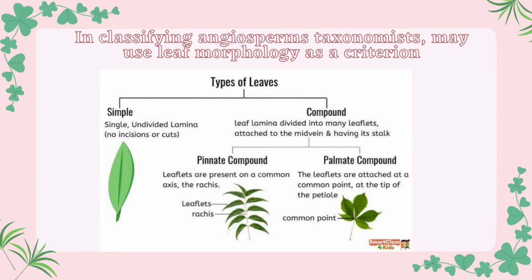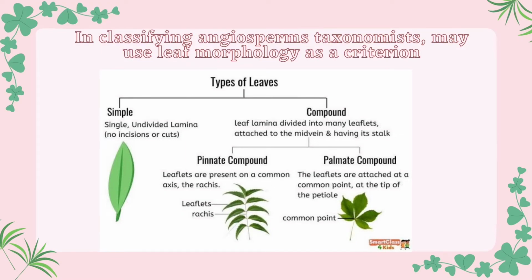While in the compound leaves, the leaf blade is divided into many small pieces that attach to the midvein and have its stalk. Each piece is called a leaflet. However, a leaflet differs from a leaf by not having an axillary bud. Some examples of compound leaves are papaya, ferns, coconut, and malunggay.